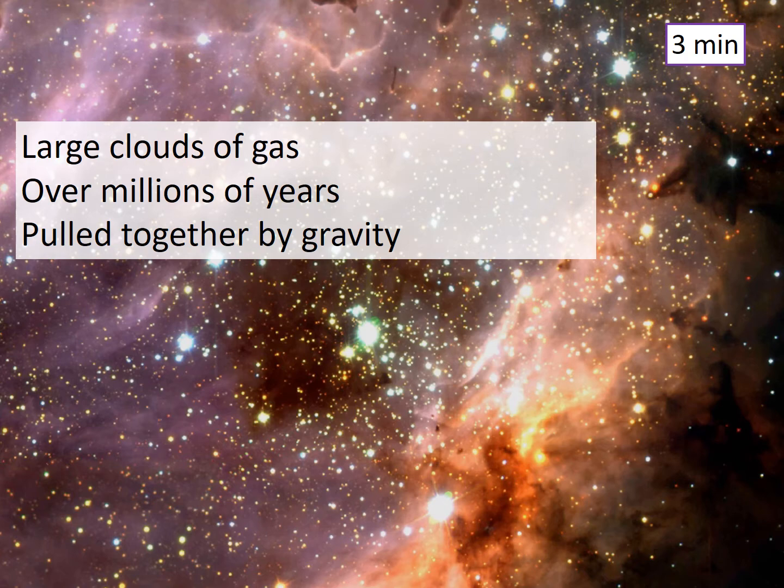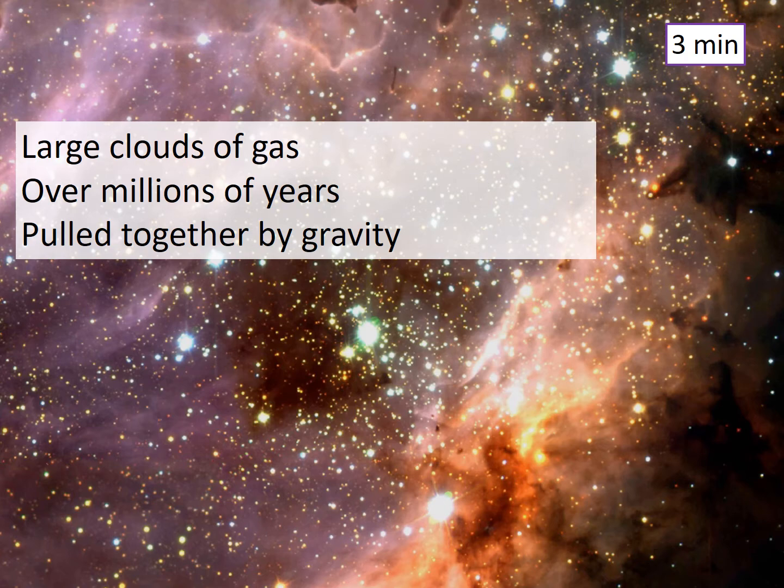So in front of you, what you should be able to see in these regions where you can see clouds, those are areas where there is a lot of dust, a lot of hydrogen, and a lot of gas. In order for a solar system to be formed, throughout the galaxy, these large clouds of dust and gas are going to come together over millions and millions of years, and they're going to be pulled together by gravity.